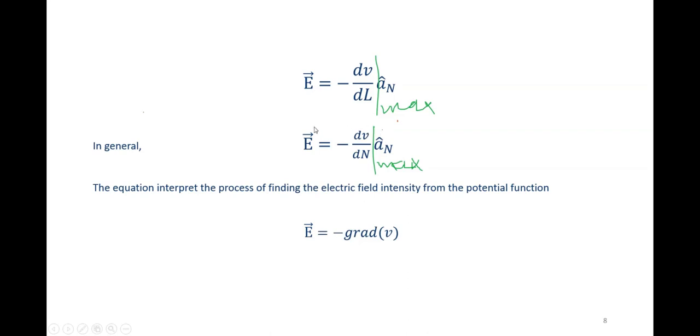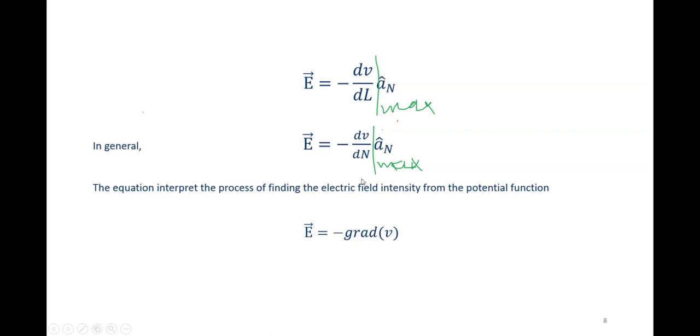In general, we can write the electric field in this form, replacing L by N to represent the normal to the equipotential surfaces. So E equals minus dV by dN, a_n unit vector, which represents the normal to the surface. Any vector that is perpendicular to the tangent line is known as the normal. This equation basically interprets the process of finding the electric field intensity from the potential function.